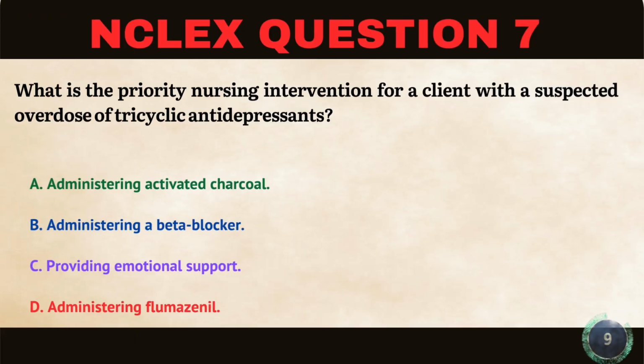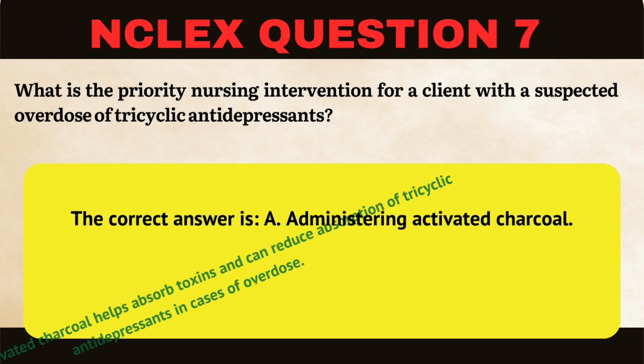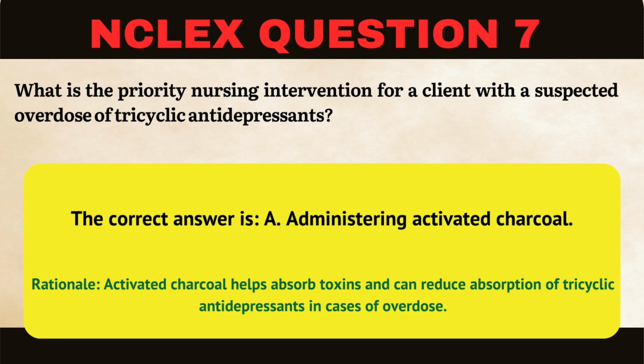and conserve energy. What is the priority nursing intervention for a client with a suspected overdose of tricyclic antidepressants? A. Administering activated charcoal. B. Administering a beta blocker. C. Providing emotional support. D. Administering flumazenil. The correct answer is A. Administering activated charcoal. Rationale: activated charcoal helps absorb toxins and can reduce absorption of tricyclic antidepressants in cases of overdose.